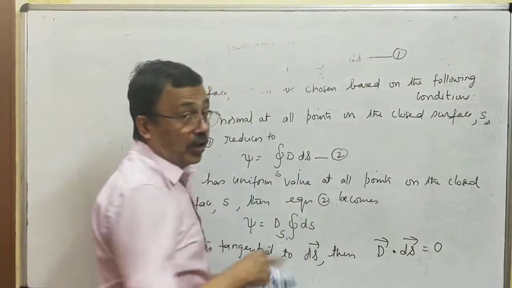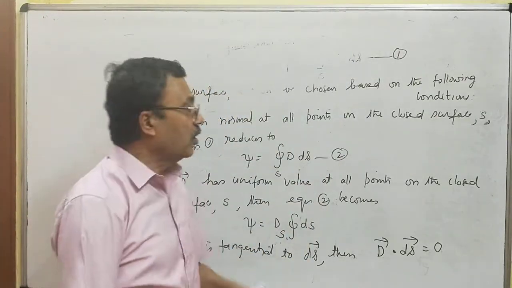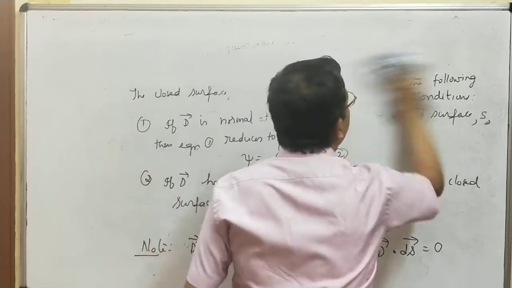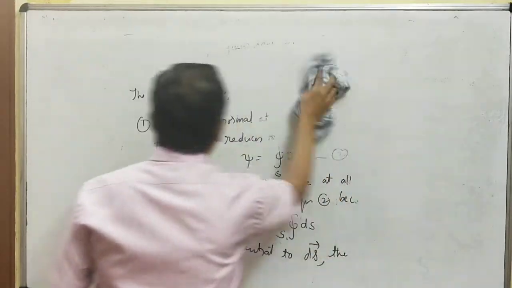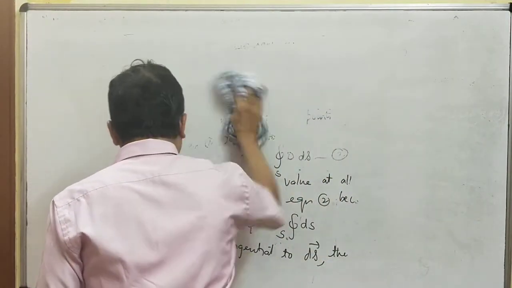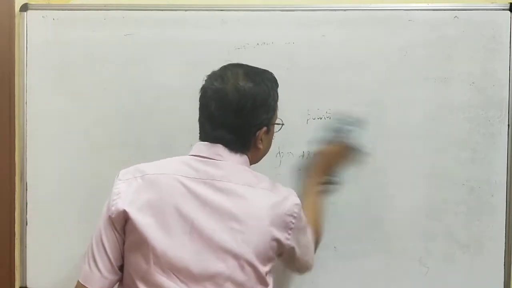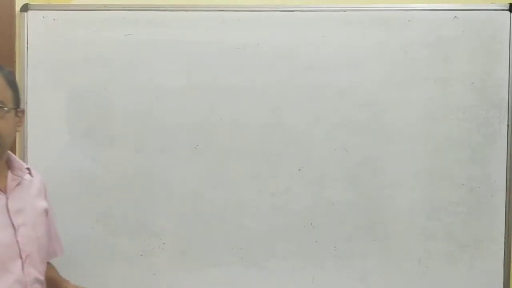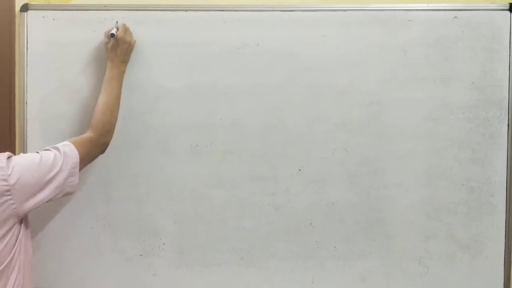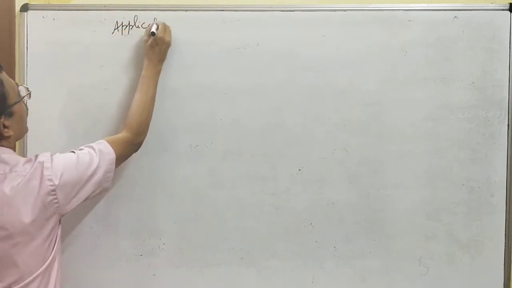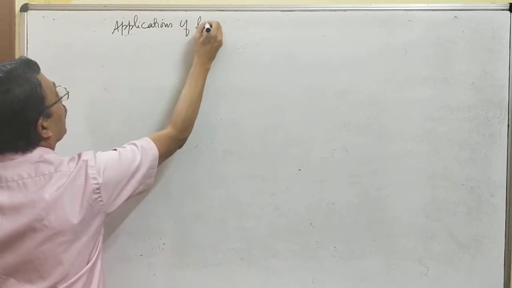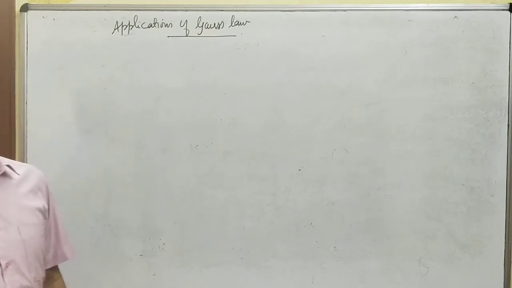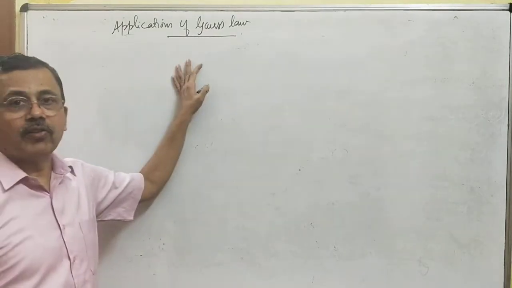I again repeat, there are two types of surfaces, open surface and closed surface. Gauss law is applicable only for closed surfaces. Please keep this in mind. Applications of Gauss law.